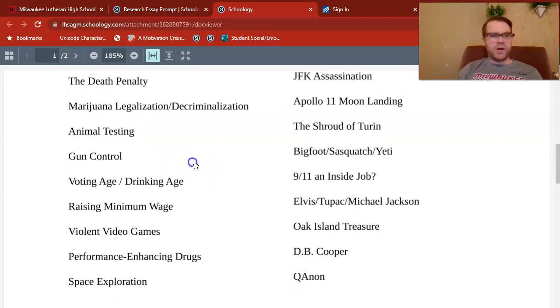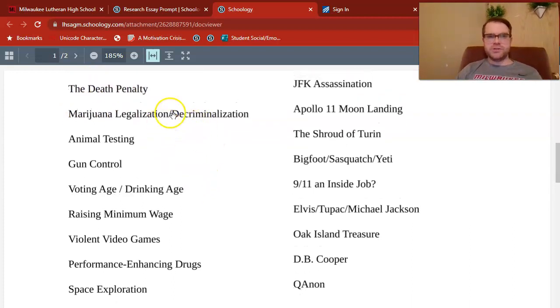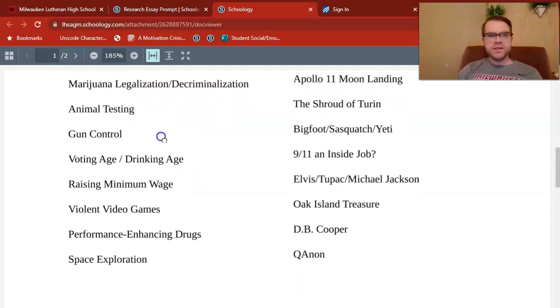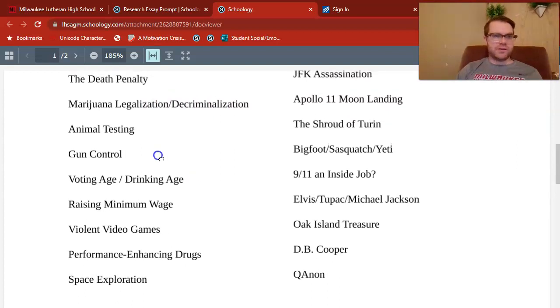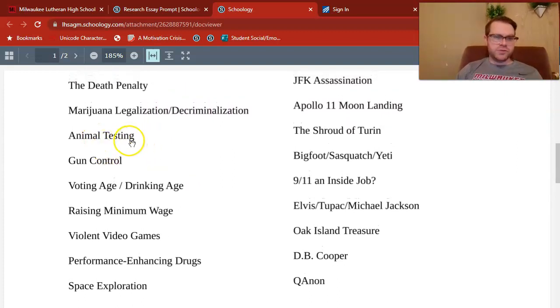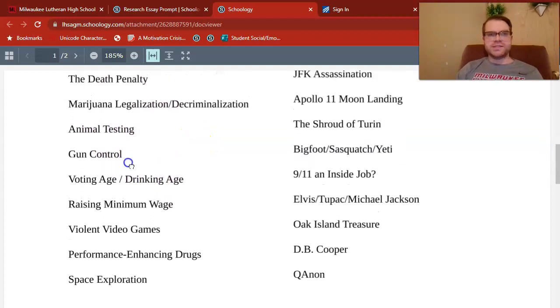Some other ideas: marijuana legalization or decriminalization. Those are two different terms with different debates behind them. Is animal testing an ethical practice? Similarly, are zoos an ethical practice? I could have put a slash there with zoos, but I forgot. Gun control is a huge debate in our society today.